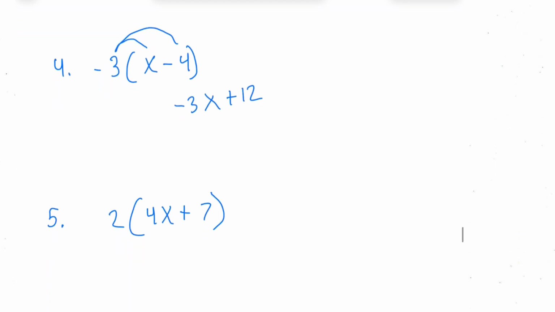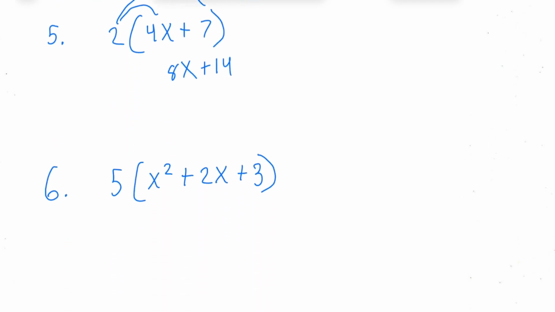Number 5, if there's a coefficient in front of x, we're just going to multiply by that coefficient. The coefficient here is just 4. So if we're multiplying 2 by 4x, we're going to get 8x plus 2 multiplied by this 7 here will give us 14.